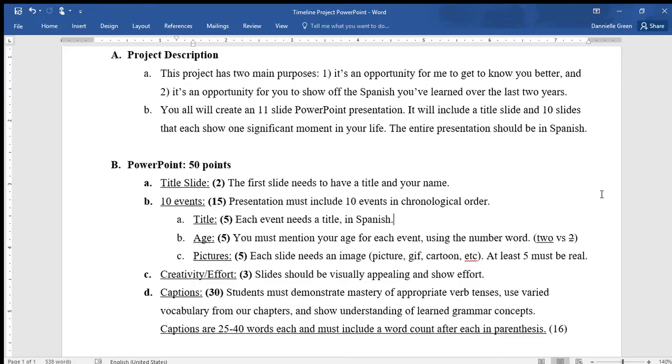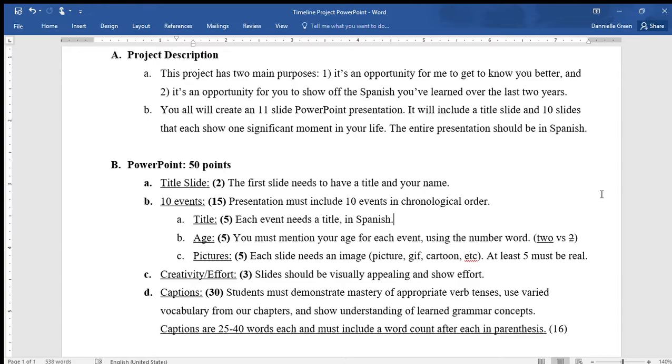For your 10 events, they do need to be listed in chronological order. That means in the order in which they happened. So if you're going to include your birth, that should be the first event in your timeline. For each individual event, they need to have a title. So if you wanted to say my birth, you'll need to translate that to Spanish. Okay, every slide needs to have a title stating what the event is, and that needs to be in Spanish. You need to mention your age for each event. Obviously, when it's your birth, you can just give the date for that instead.